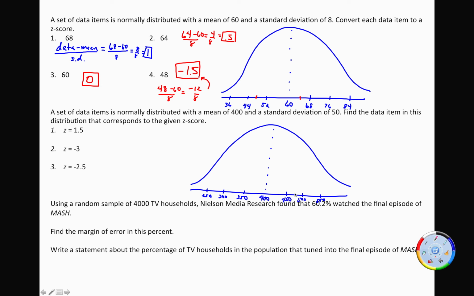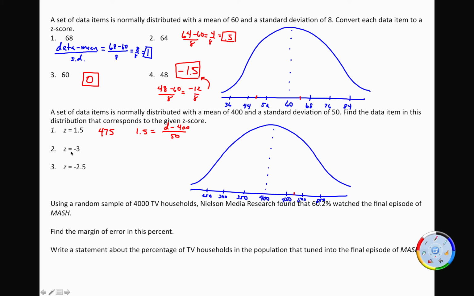So 1.5, right? 1.5 would be right here, halfway between 450 and 500, or 475. Okay. Again, I could plug into this formula up here, except let it equal 1.5, right? 1.5 equals, now I'm looking for my data item, minus the mean over the standard deviation, and I could solve that little equation for D.